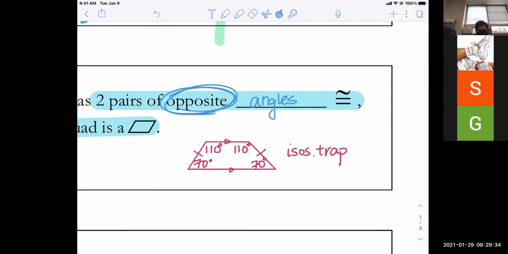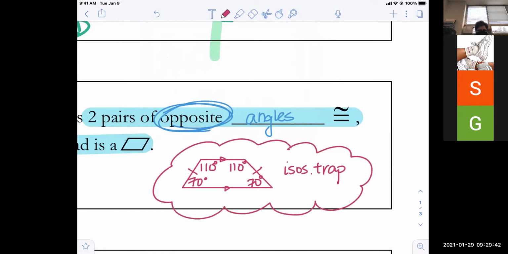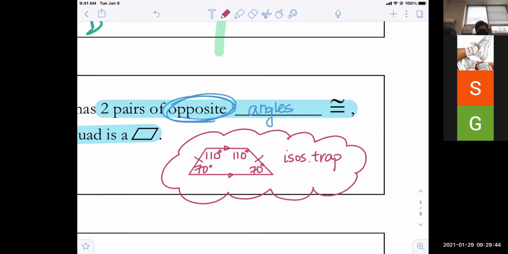Okay, so these little pictures that I'm drawing are to help you understand you have to have all those words there when you're using those theorems. Okay, this is kind of like a counterexample. It has two pairs of congruent angles, but they're not opposite.